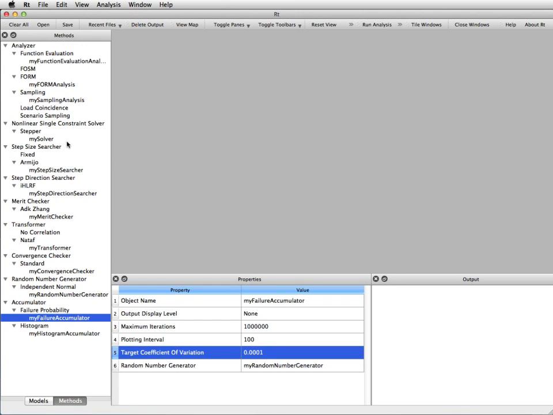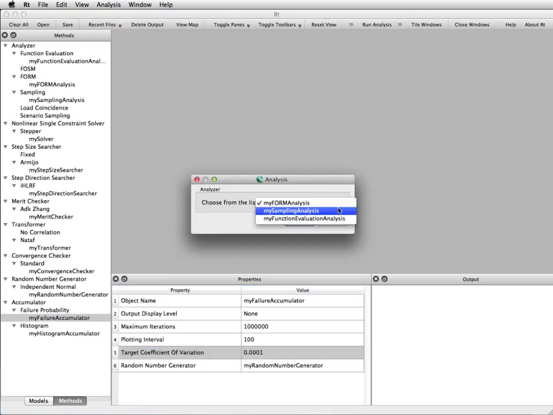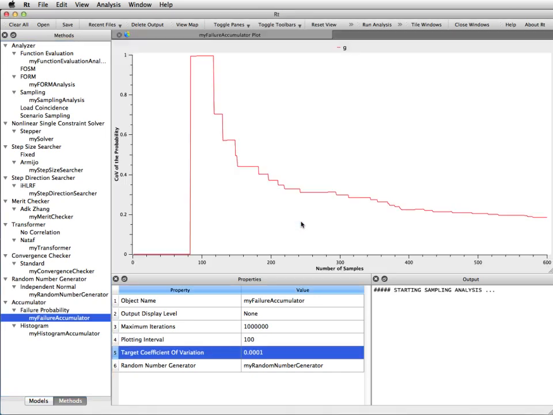So having set those analysis tools, all the other tools are given in the input file that I gave in a previous tutorial, I'm ready to go to analysis, run analysis, and select the sampling algorithm as the orchestrating algorithm, and I press OK.